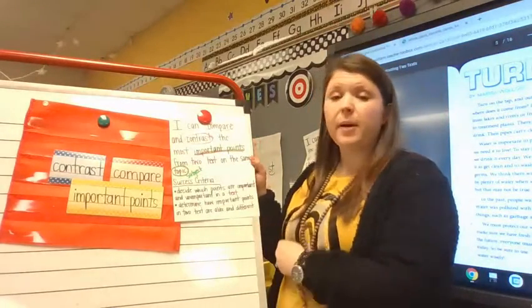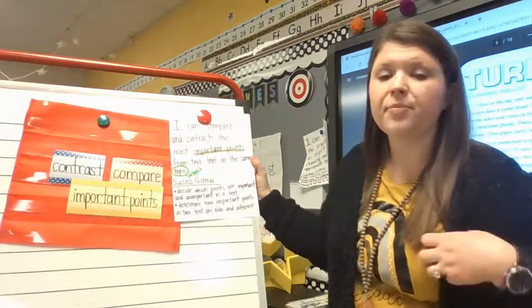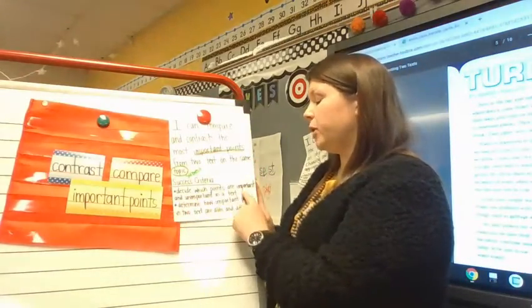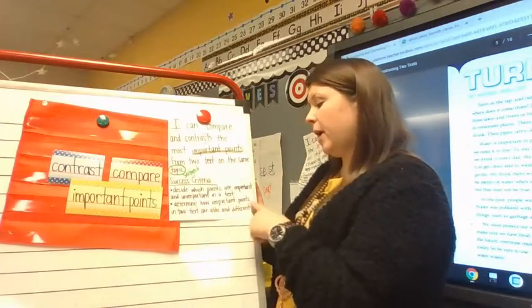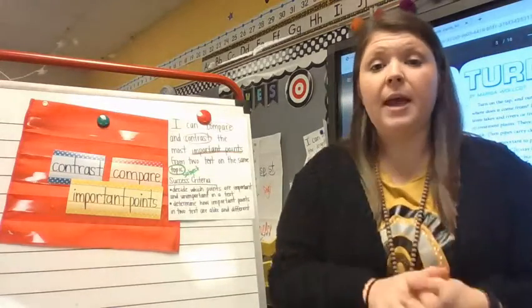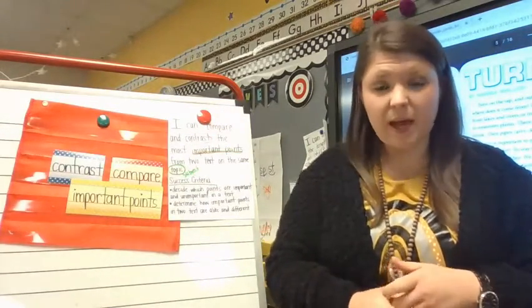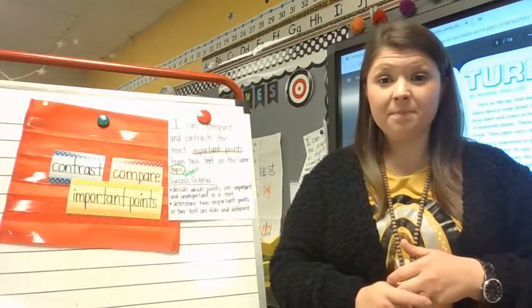So in order for us to be able to compare and contrast important points about the same topic, we need to be able to do a couple of things. We need to be able to decide which points are important and which are unimportant. And we need to be able to tell how those points are alike and how they are different, okay? So we're going to practice with that today, talking about water, okay?